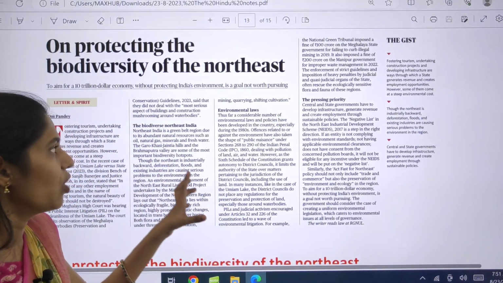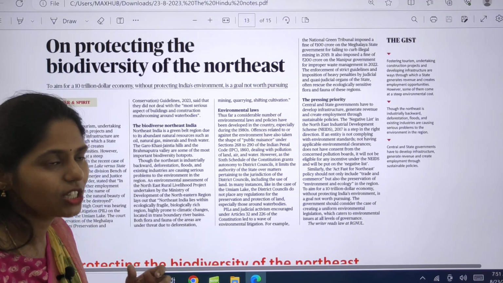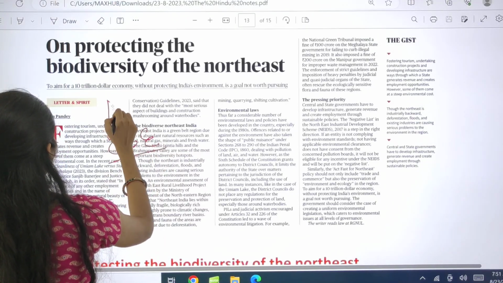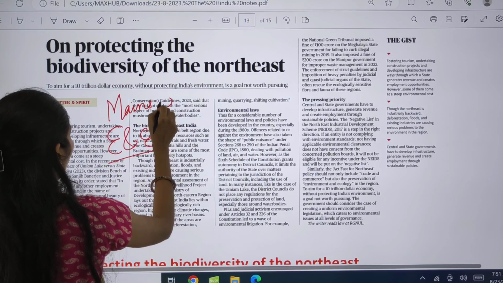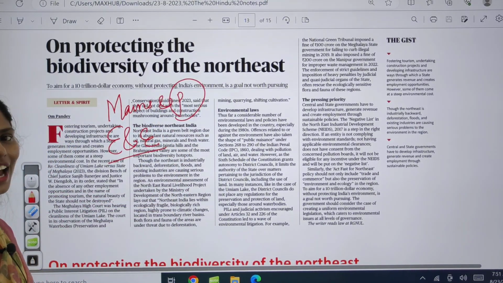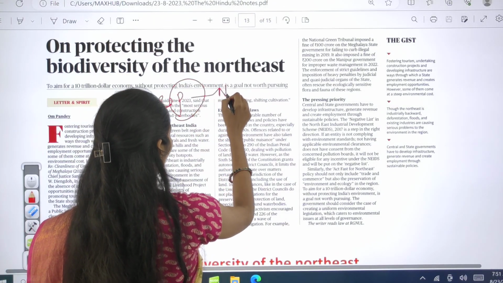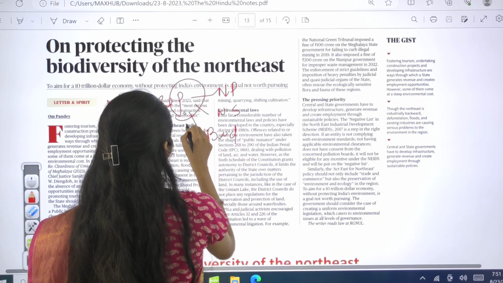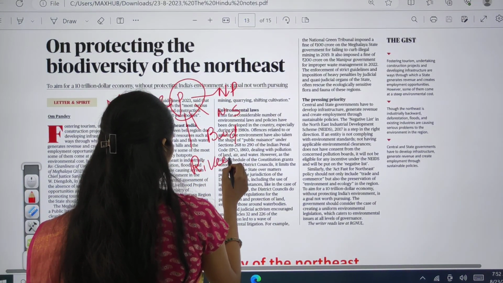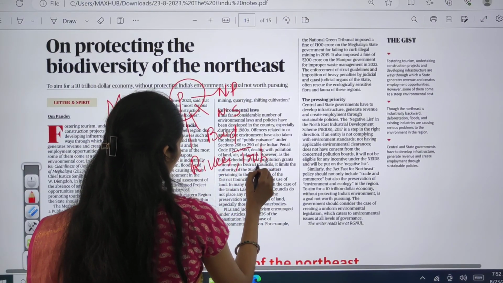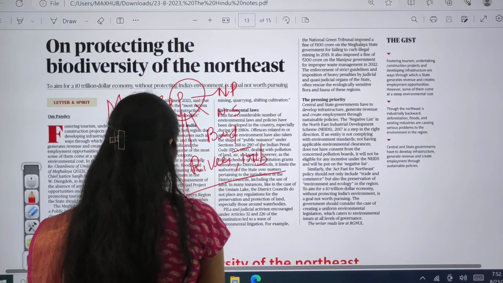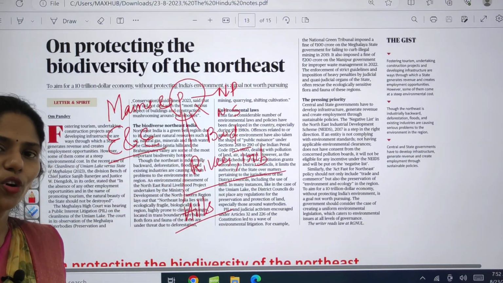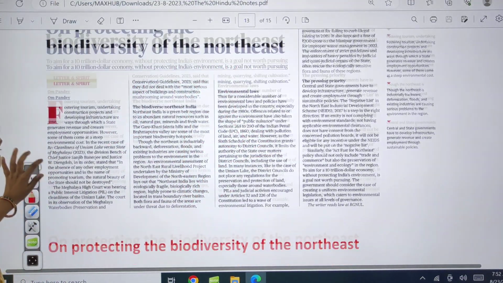So here we have to see what the issues are regarding the maintenance of biodiversity in Northeast. This topic is most important from your environment and ecology point of view, and it is important for both mains and prelims. From the prelims point of view, what do you have to focus on? You have to focus on important national parks, wildlife sanctuaries and biodiversity reserves, and also important rivers flowing here and their tributaries, and important hills. All these are very important from your prelims point of view, and this is your homework. Now let us move forward.